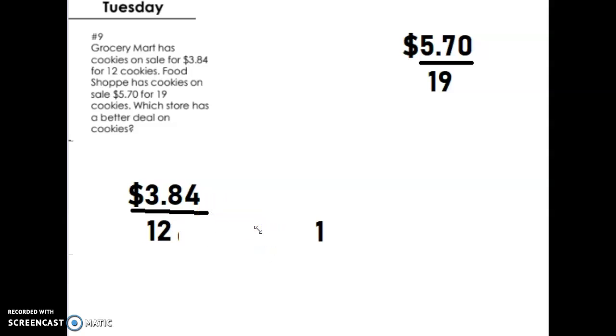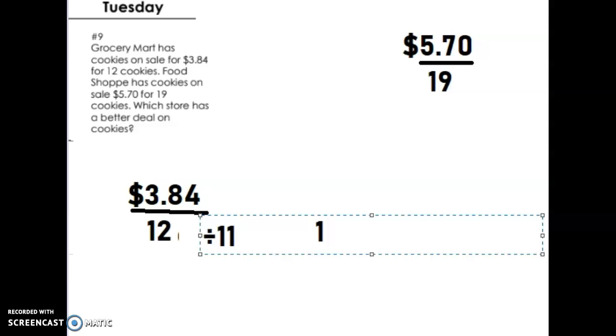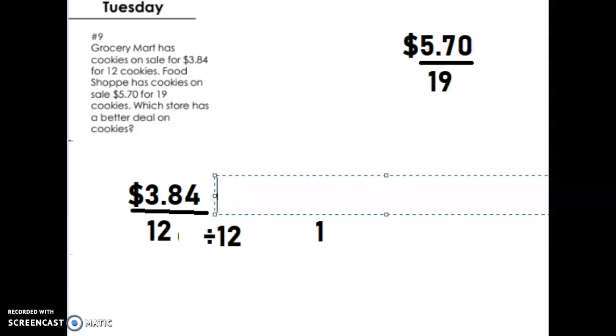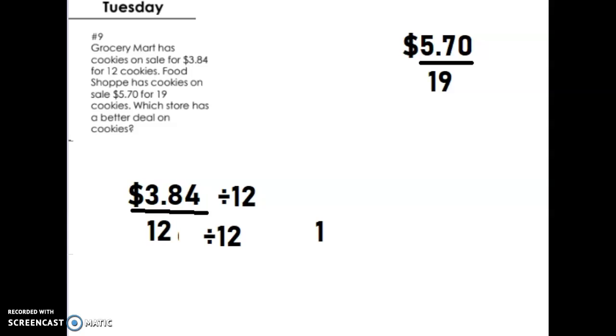But I'm trying to turn that into 1. So if I turn this into 1, that means I'm going to do 12 divided by 12. And then I'm going to take this, and I'm going to also divide by 12. And then I'll have my answer, right? So I know this is going to be my price per cookie. And that's what we're trying to figure out, what the price is per cookie.